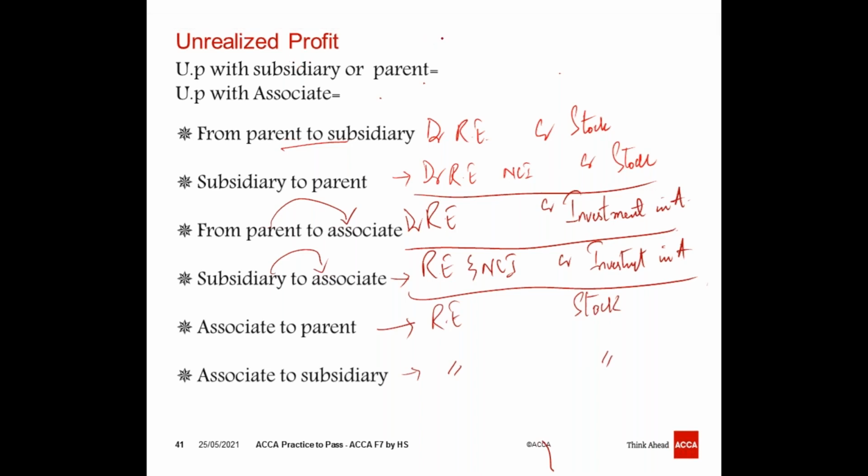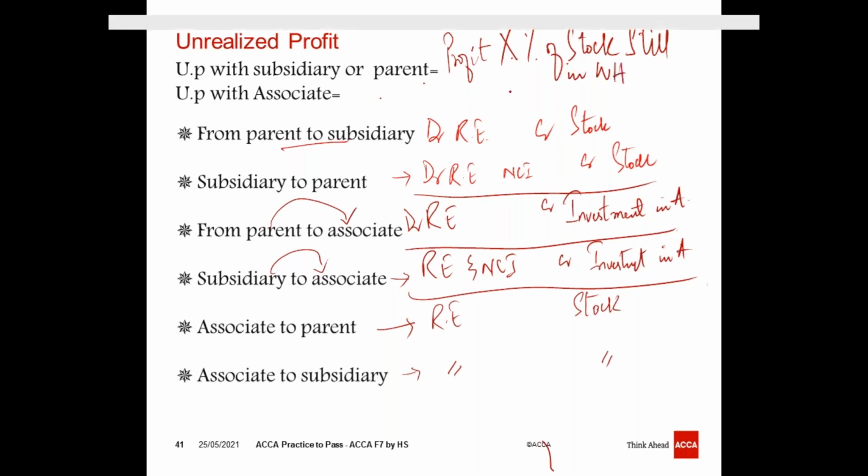So unrealized profit between the parent and subsidiary will be calculated as the profit in the original transaction multiplied by percentage of stock still in warehouse. And for the associate, the formula is same, plus there is an additional thing, that is you need to take the associate percentage as well.